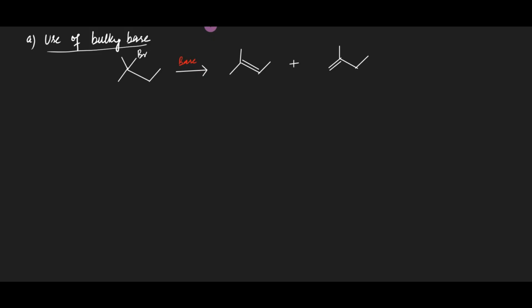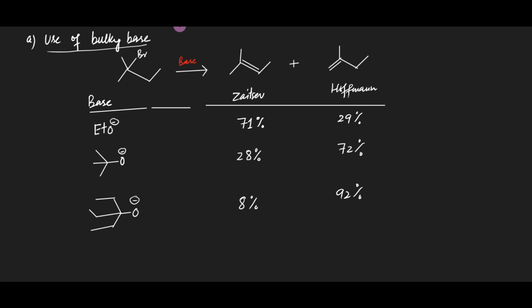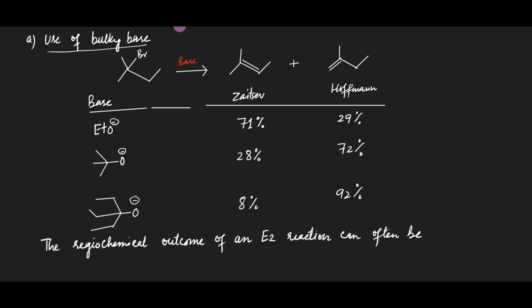Consider the previous elimination reaction of 2-bromo-2-methylbutane. With ethoxide base, the Zaitsev product is the major product, as we have just seen. However, with tertiary butoxide and higher alkoxides, the Hofmann product is found to be the major product. This clearly shows that the regiochemical outcome of an E2 reaction can often be controlled by carefully choosing the base.